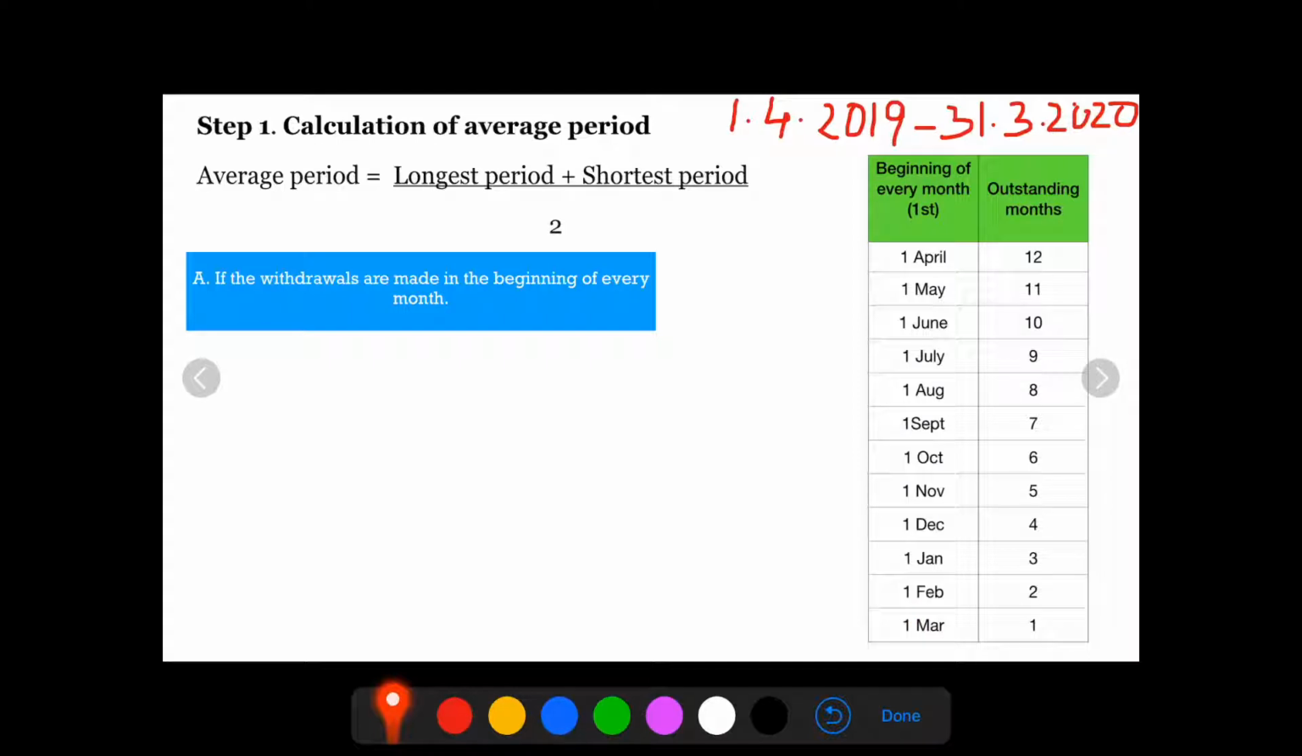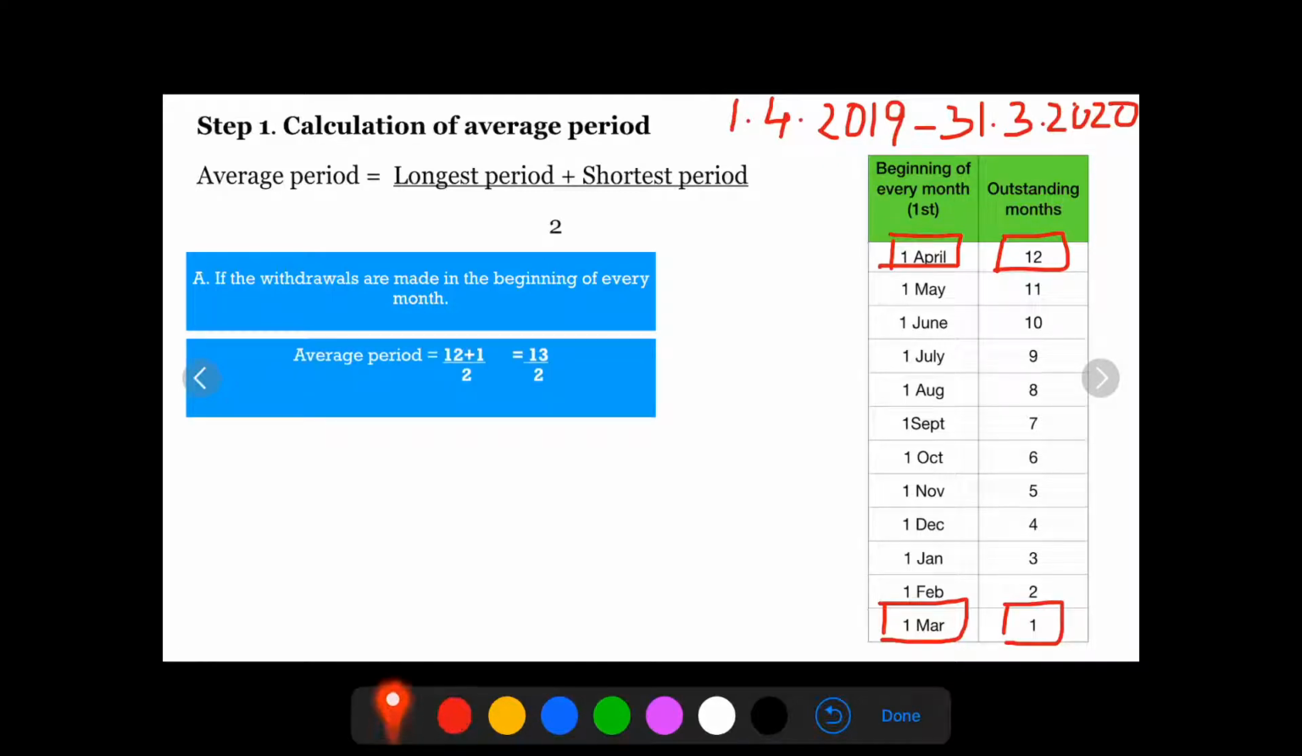How do we calculate longest period and shortest period? If the withdrawal happens on 1st of April, the longest period will be 12 months, and the shortest period will be on 1st of March, the outstanding month being 1. So, average period is equal to longest period 12 plus shortest period 1, divided by 2. We will get 13 by 2.